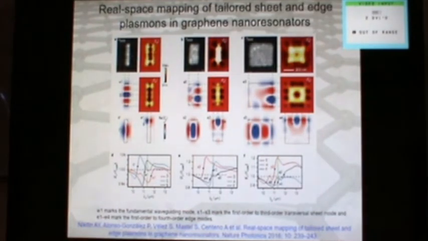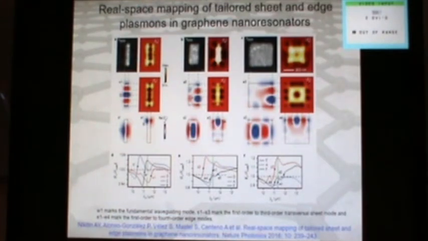Now, this paper provides a very good overview of the different modes in graphene nanostructures. Here, graphene is made into ribbons with different widths. For a very narrow ribbon, the first row is the optical image, the experimental result, and all the rest are simulation results. For the very narrow ribbon, you can see the waveguide mode. This is actually a superposition of the waveguide mode and the sheet mode, but it is dominated by the waveguide mode.